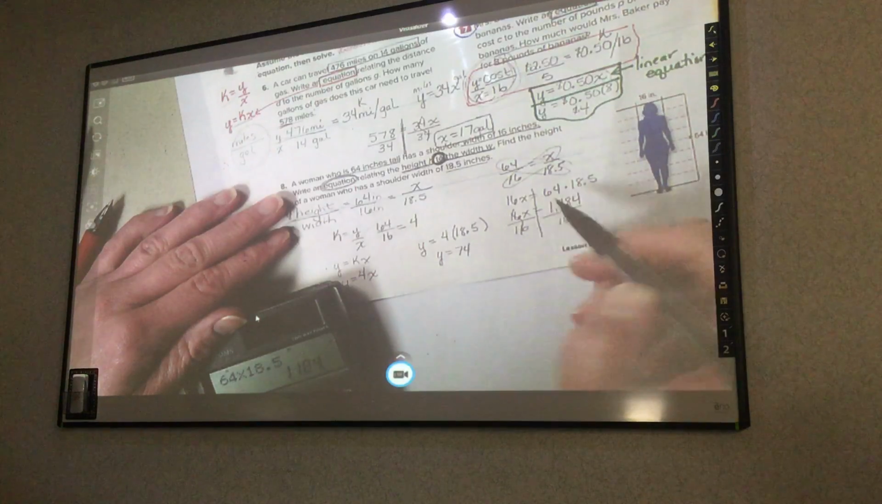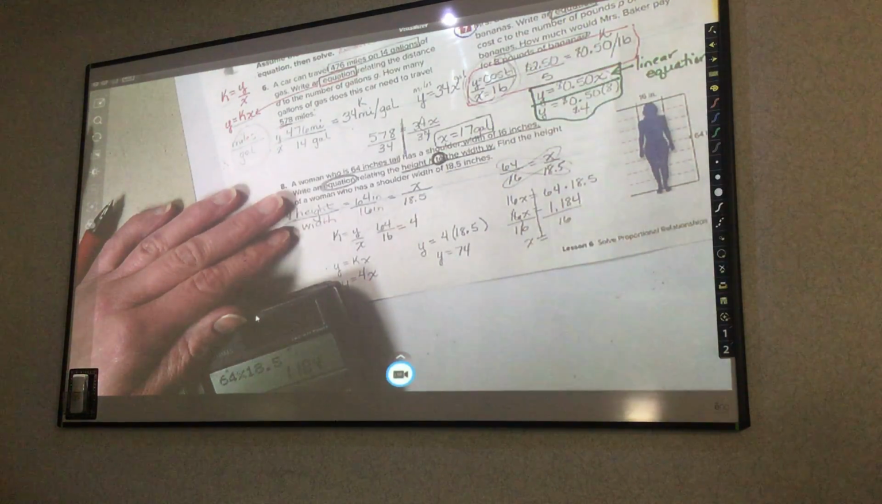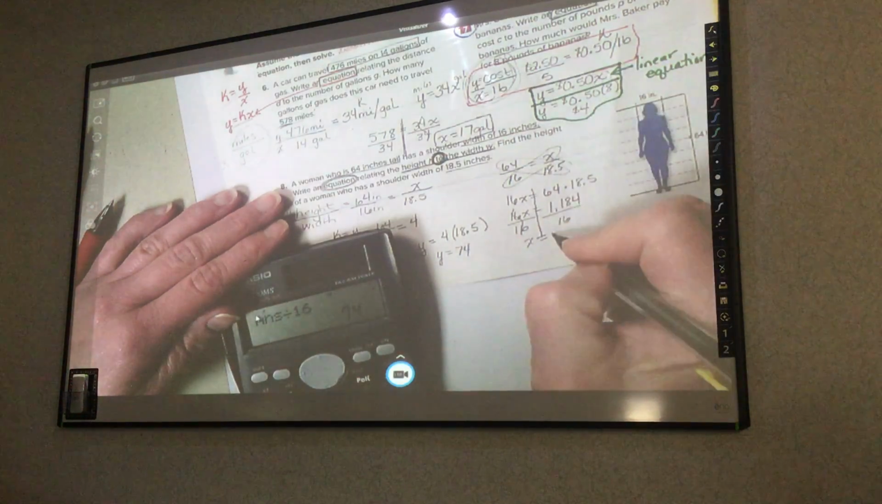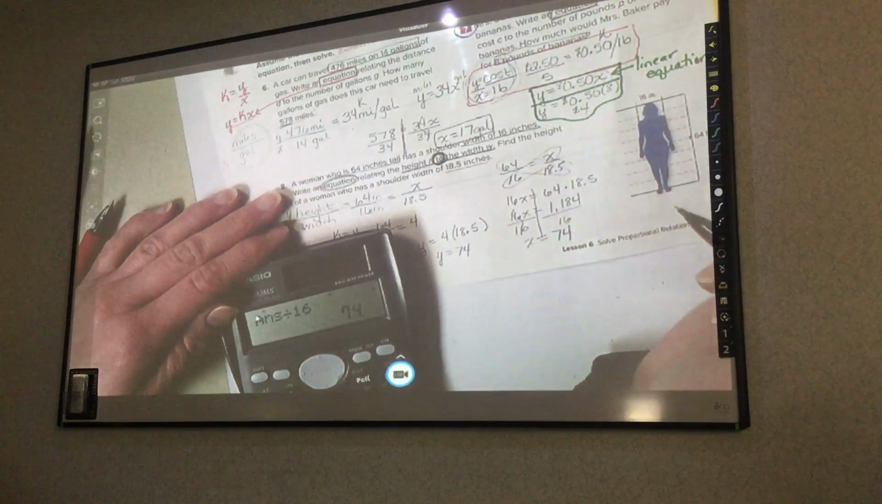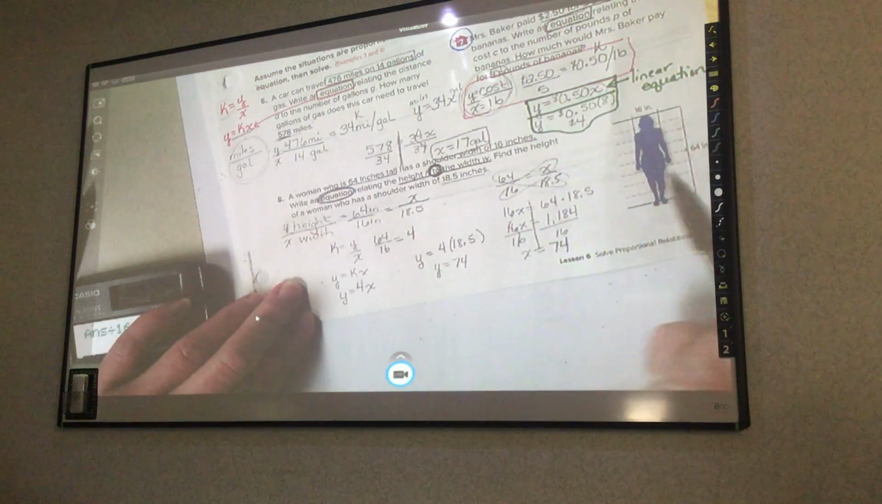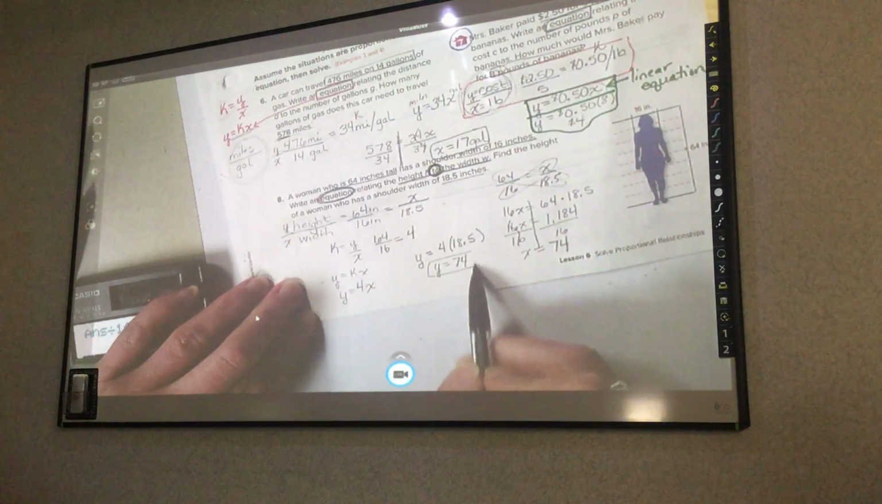So the 16s cancel out, and I'm left with x. I have it up on my calculator, divide by 16, and my answer is still 74. So could I solve it either way? Yeah, I'm still getting 74 for my answer.